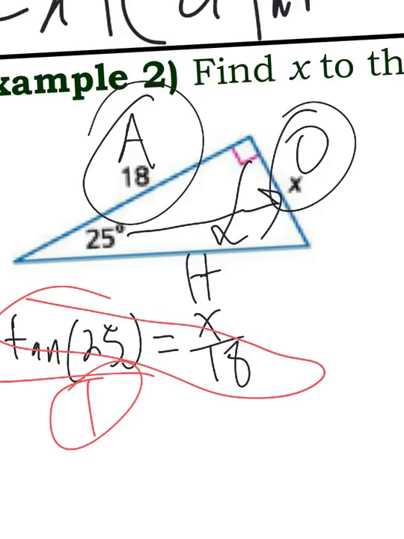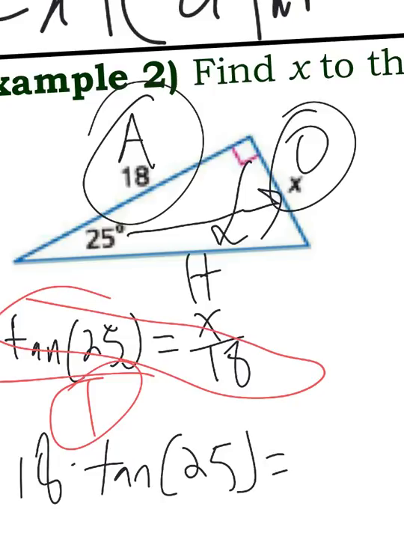So I'm typing in 18 times tangent 25. Make sure you use parentheses. And I'll round to 2 decimal places. I'm going to get 8.39. That's what that side length was.